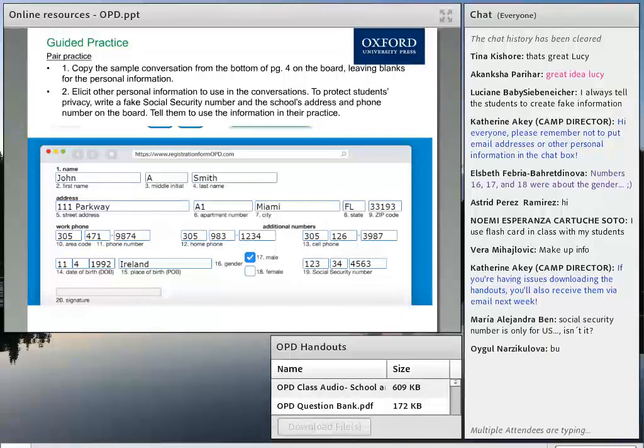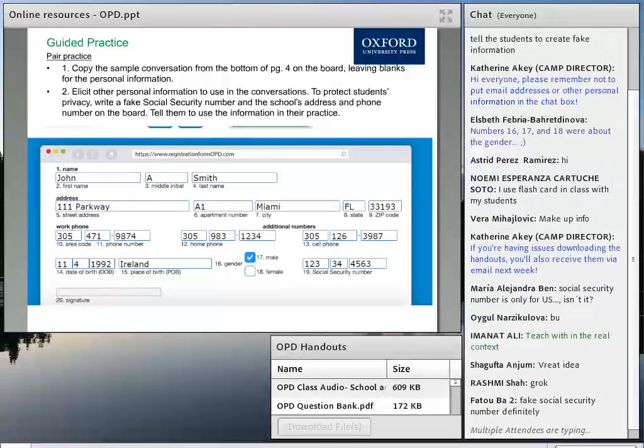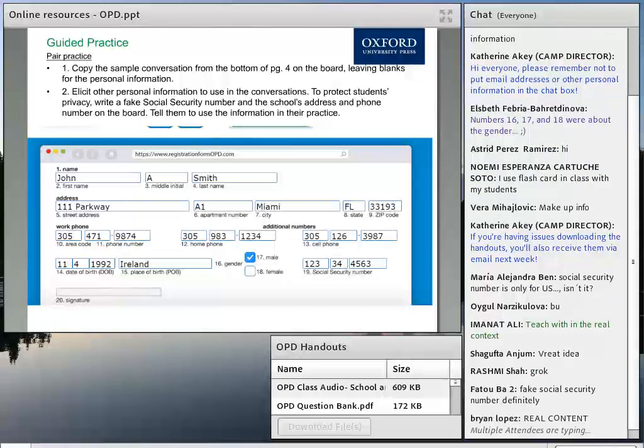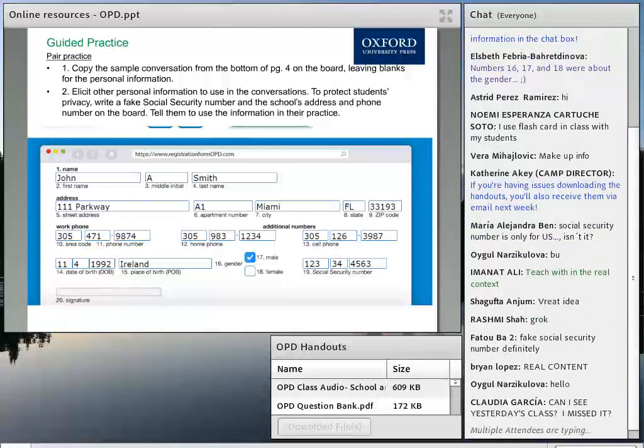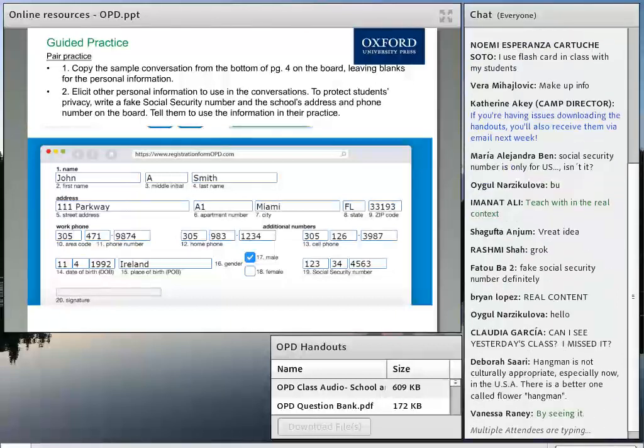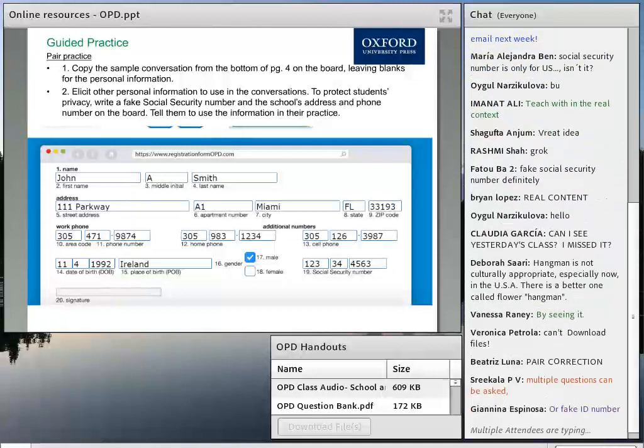So what I want to know here is, how would you assess that your students have done this correctly, that they filled in their form? They're going to the page in the OPD ebook, typing in their answers with the fake social security number and everything.